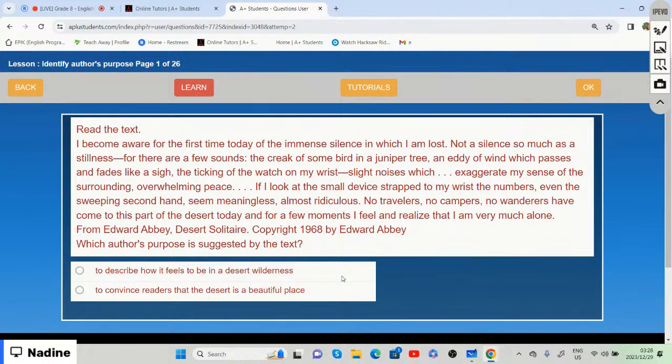And this is from Edward Abbey, named Desert Solitaire, 1968. So now we need to say what is the author's purpose, or which author's purpose is suggested by this text.